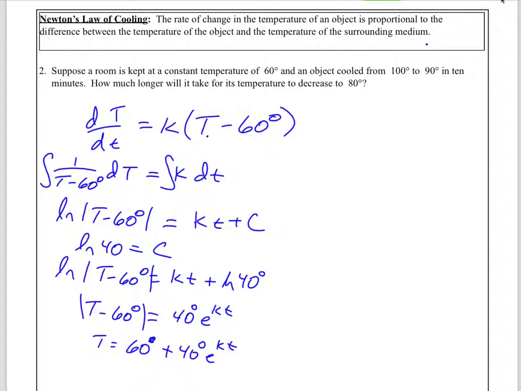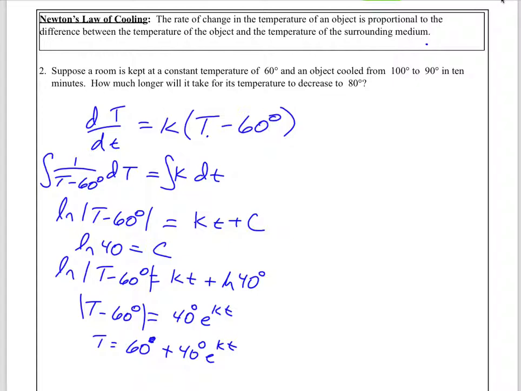Because when I plug 0 in, what do I have to be able to get? 100. So when I plug 0 in, E to the 0 is 1, and 40 plus 60 has to give me 100. So that's why I need the positive, not the negative.